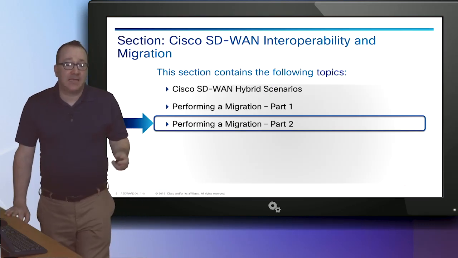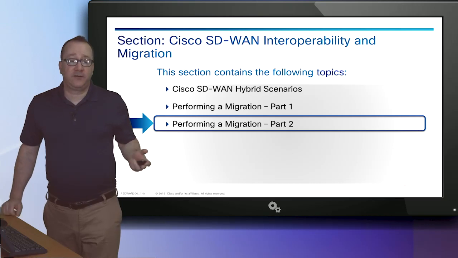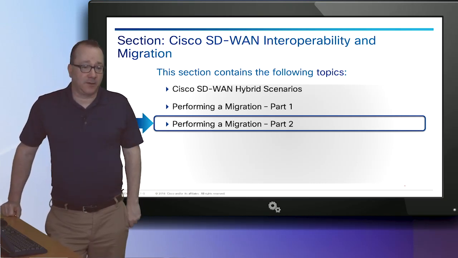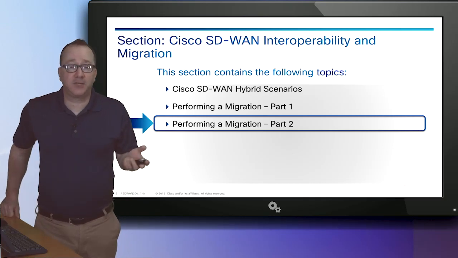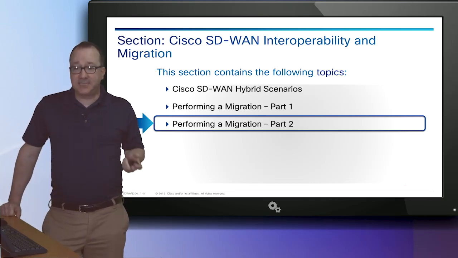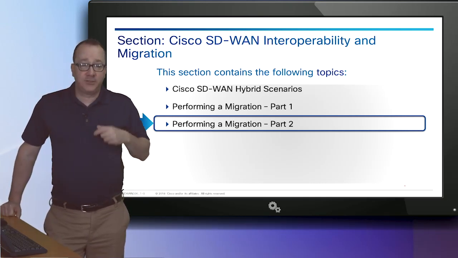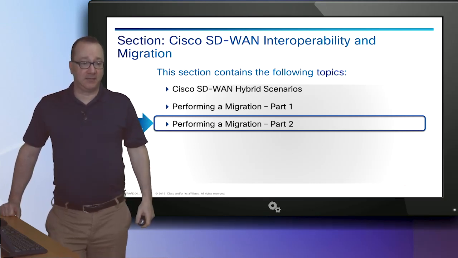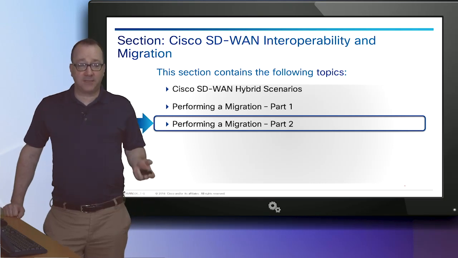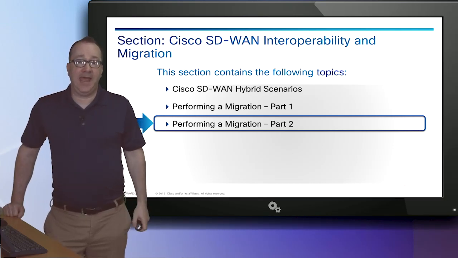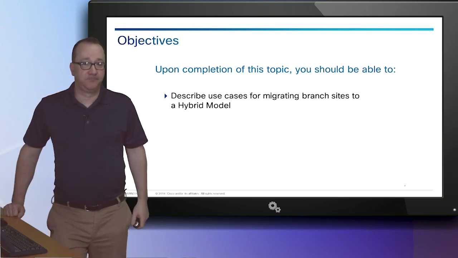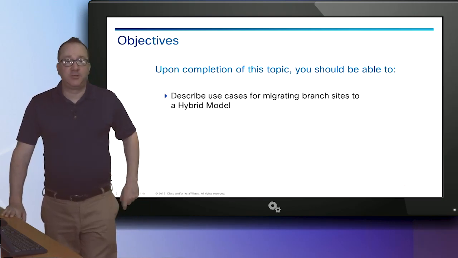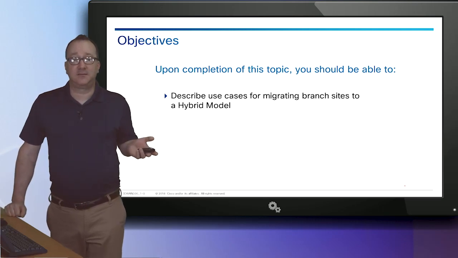So in many networks, SD-WAN isn't going to be deployed in a greenfield environment, which is why it's important to understand how to introduce that into an operational network. We're going to discuss various migration scenarios, which includes introducing SD-WAN into the data center, and introducing SD-WAN into the branch offices, and replacing all those legacy customer edge devices, and ensuring coexistence of traditional WAN and SD-WAN devices. Once you're done here, you should be able to describe those use cases for migrating those branch sites to a hybrid model.